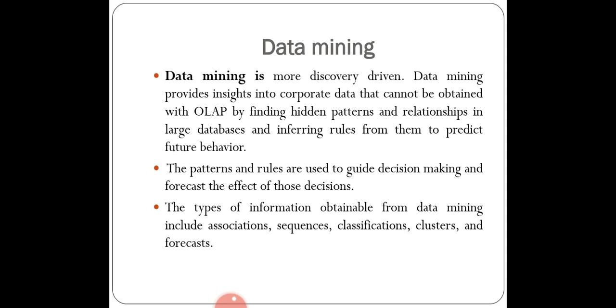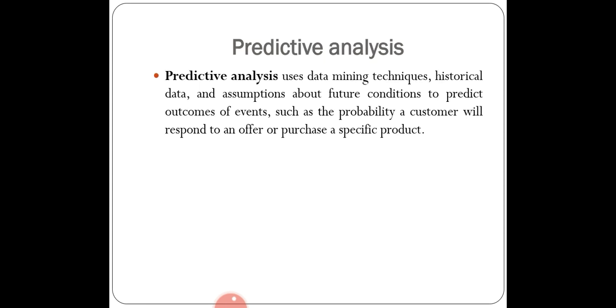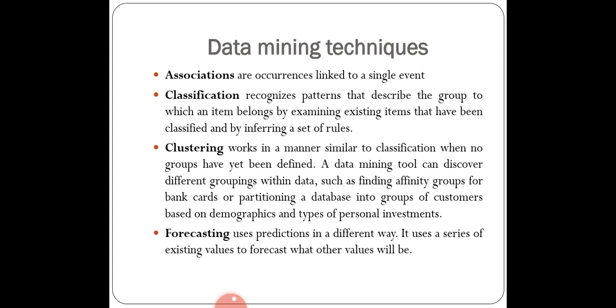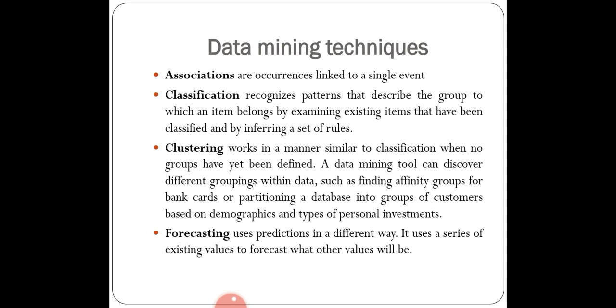There are several techniques under decision support systems. Such techniques include associations, classifications, clustering, forecasting, and predictive analysis. So starting with associations, what is association? Association is a kind of technique where occurrences are linked to a single event.